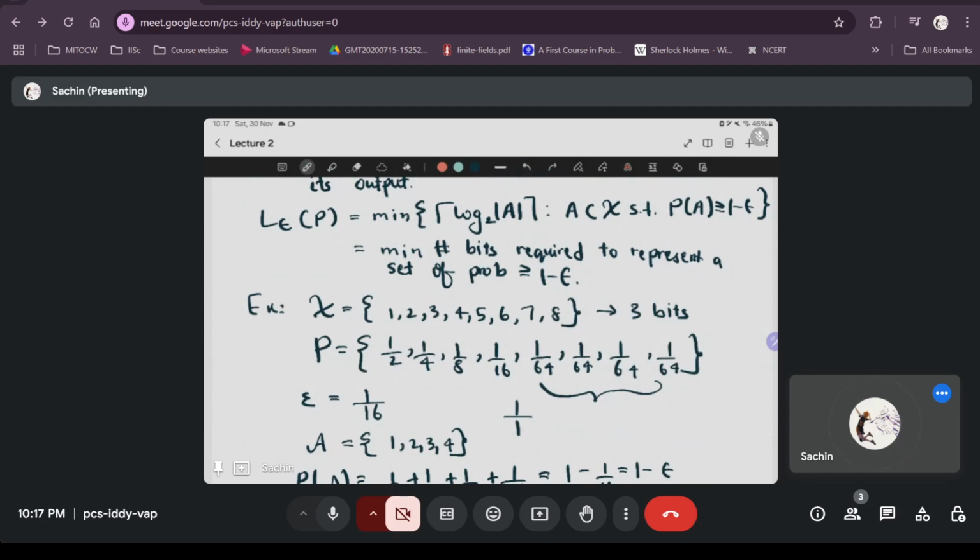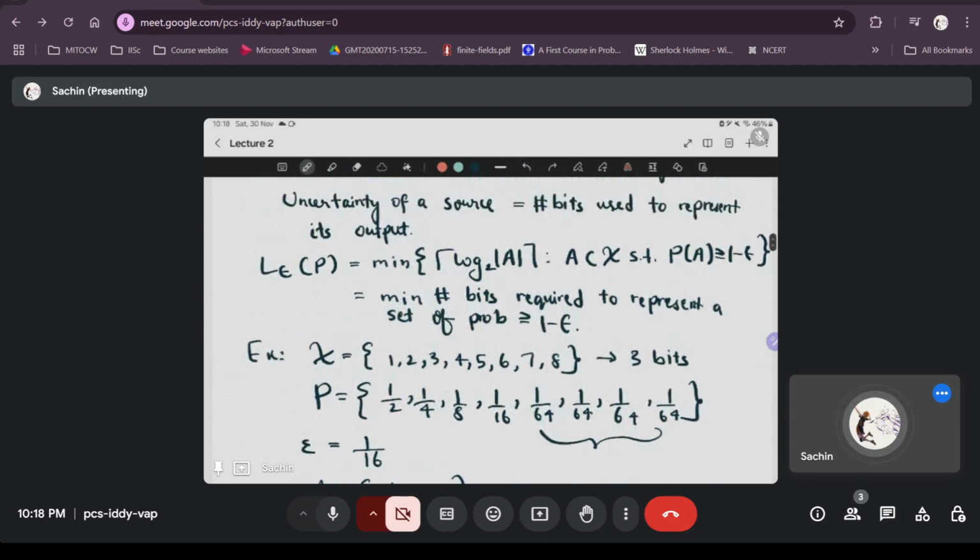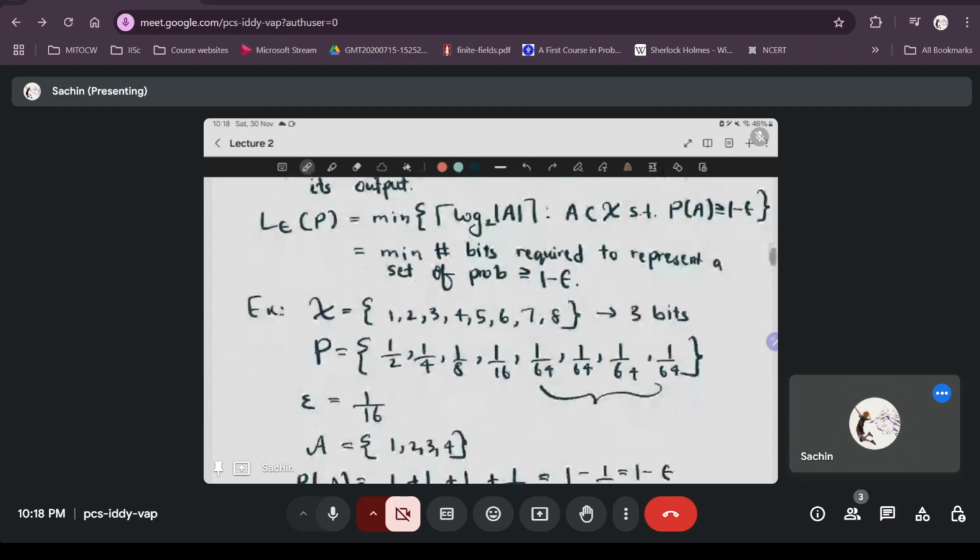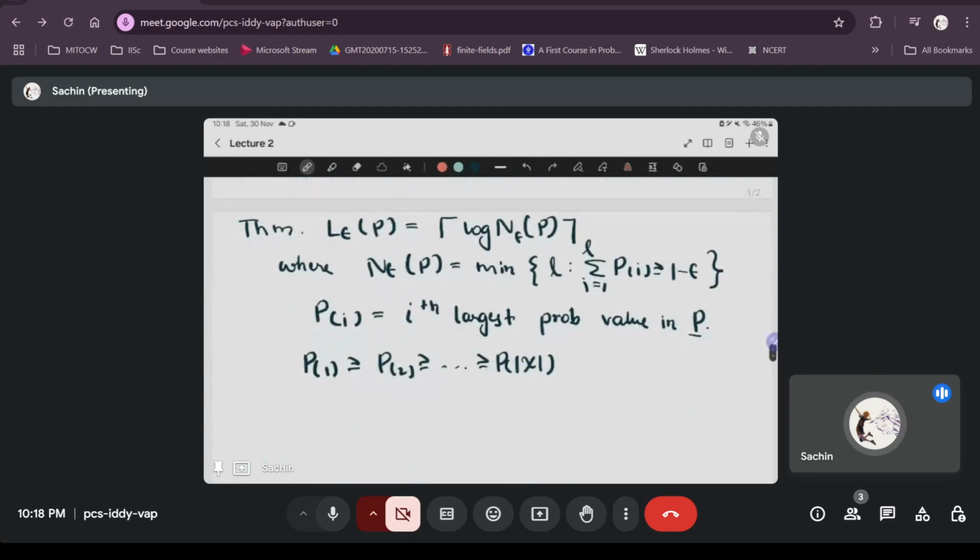And then you would have to find the set that contains the minimum number of outcomes among all the possible high probability sets. So instead of doing that, here what you do is arrange the probabilities in decreasing order, add enough terms so that you have a high probability set, and represent that using bits, and that will exactly give you the value of L epsilon p.